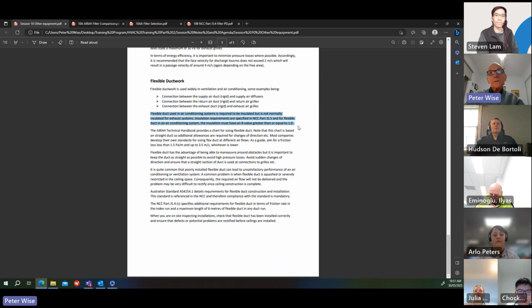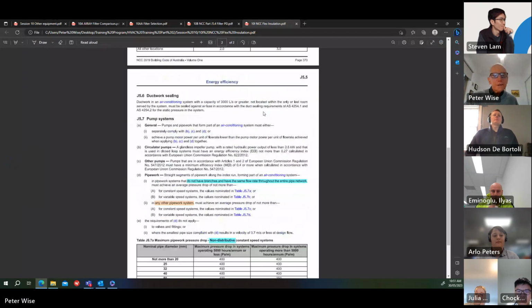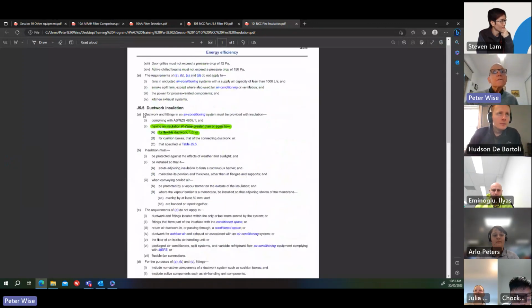Insulation requirements are specified in NCC Part J5.5. Excuse me a sec. For flexible duct in an air conditioning system, the insulation must have an R value greater than or equal to 1. So I'll show you the part from the NCC. Can you see that? Right, J5.5, ductwork insulation. We're going to talk about ductwork insulation and pipework insulation in more detail in session 12. But just to show you the highlighted part here, ductwork and fittings in air conditioning system must be provided with insulation having an insulation R value greater than or equal to flexible ductwork 1.